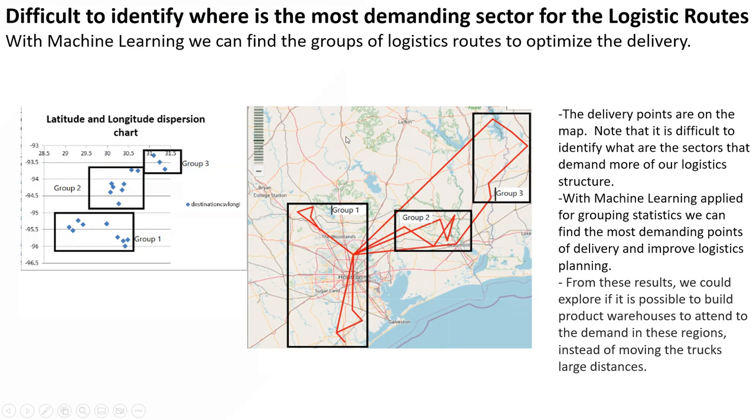We are going to see how to do this analysis, where you can check that it is very difficult to identify what is the most demanding sector for the logistic routes. Here you can see in red the routes of the delivery points, and it is very difficult to identify when you have hundreds or thousands of delivery points. So with machine learning we can find the groups of logistics routes to optimize the delivery.